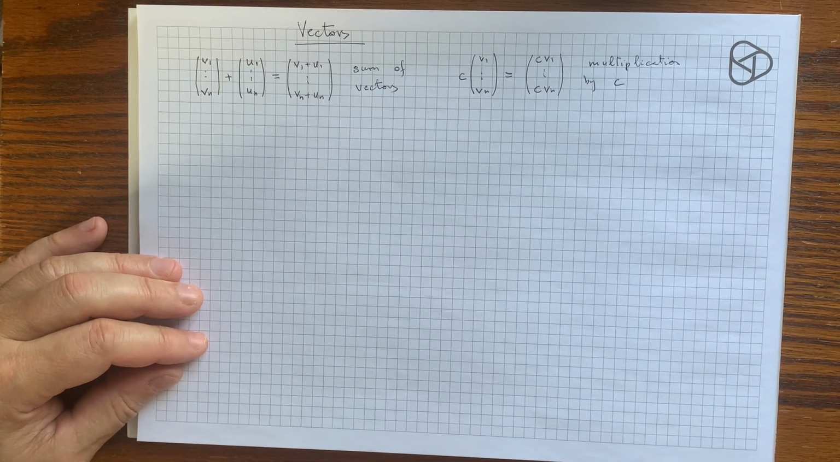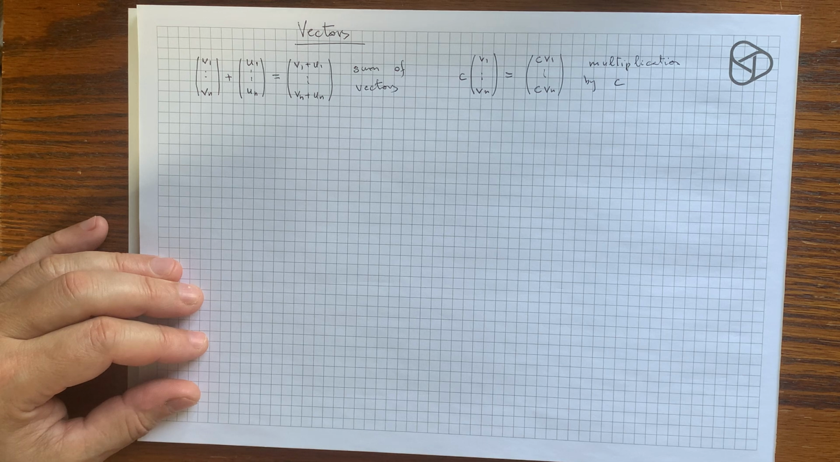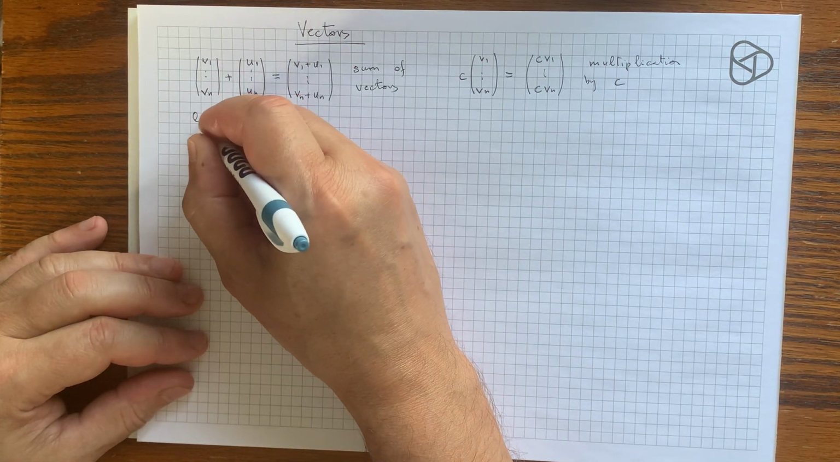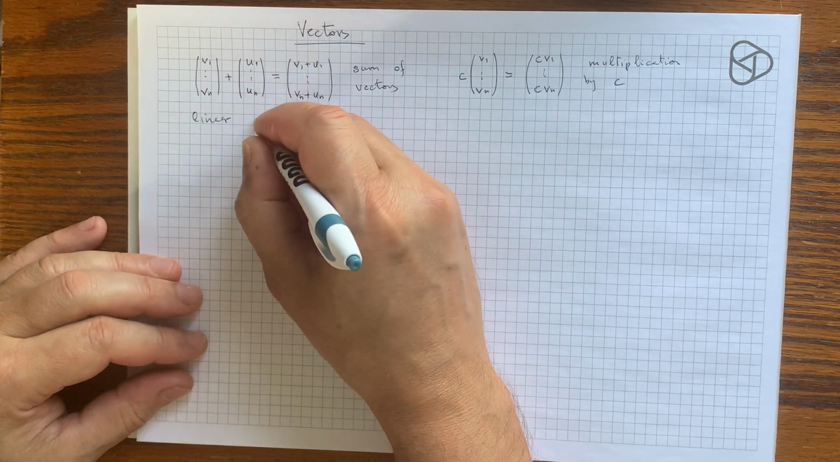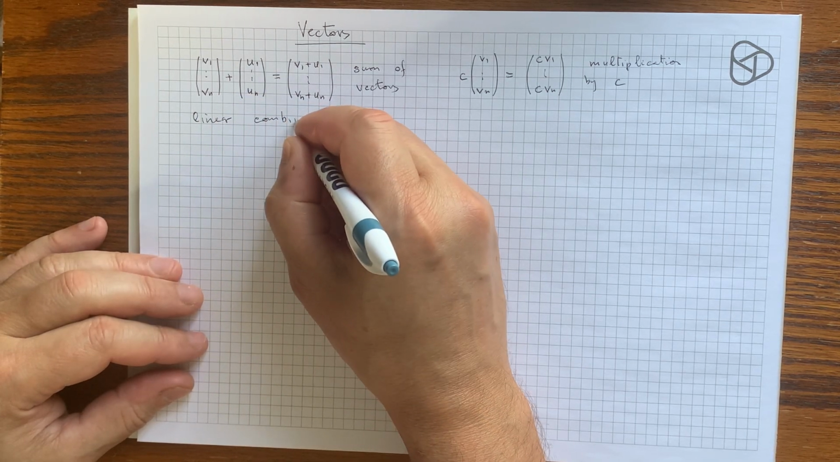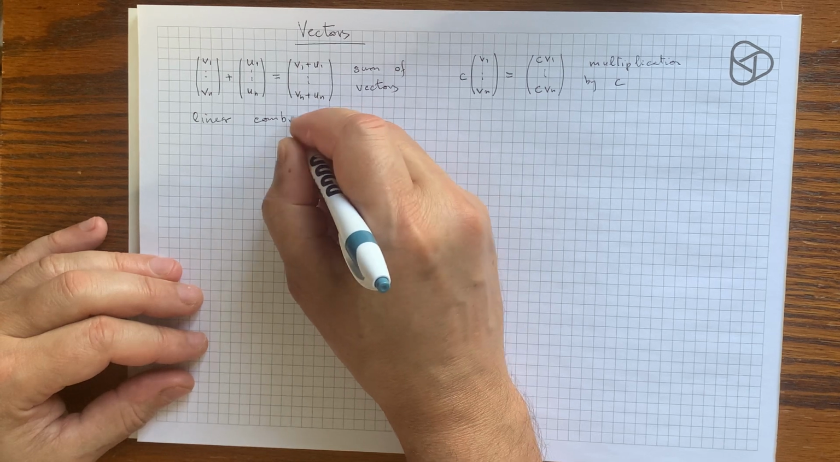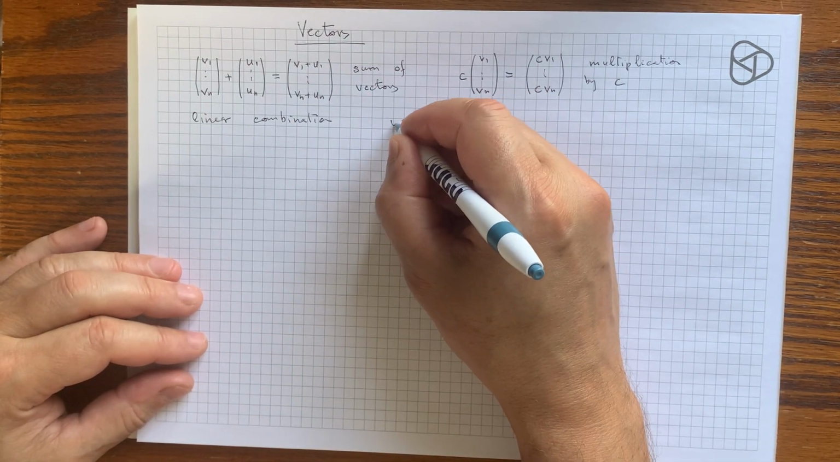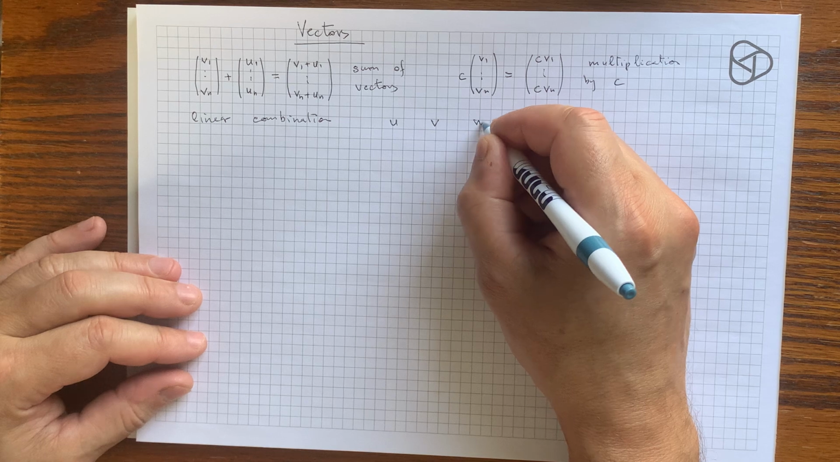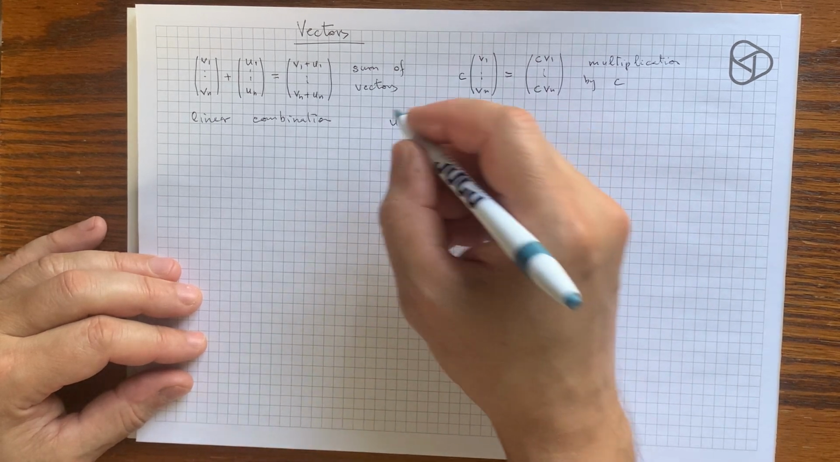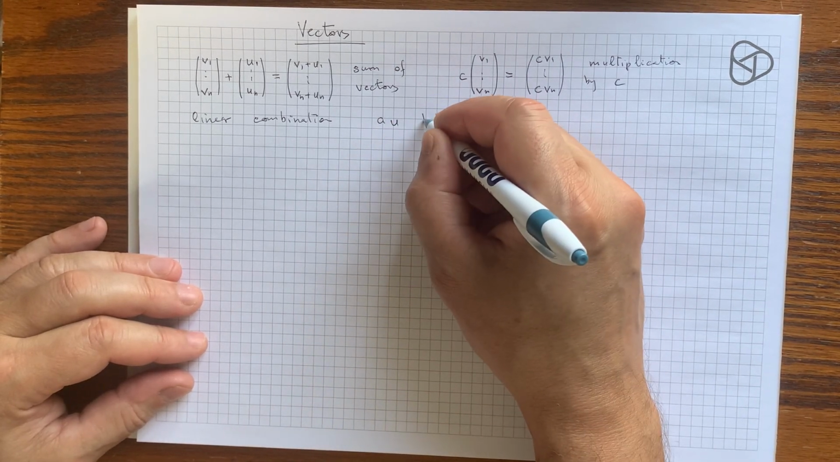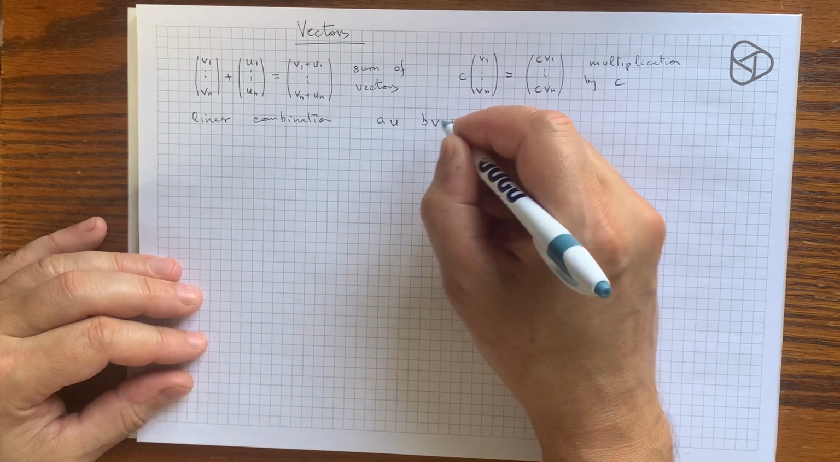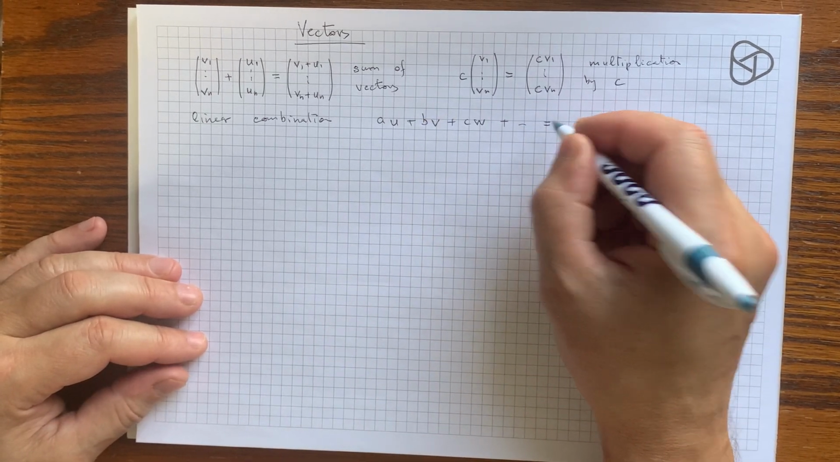So the general thing we could do with these two operations is to form a linear combination. Say we have vector u, we have vector v, we have vector w, something else. We can multiply them by some numbers, by some scalars, take the sum, and that will be another vector.